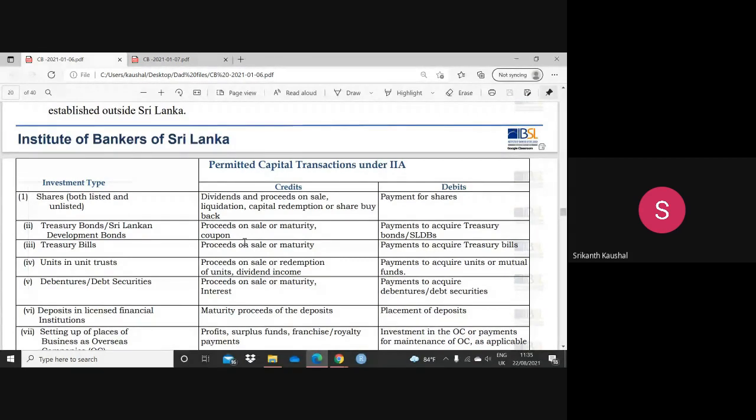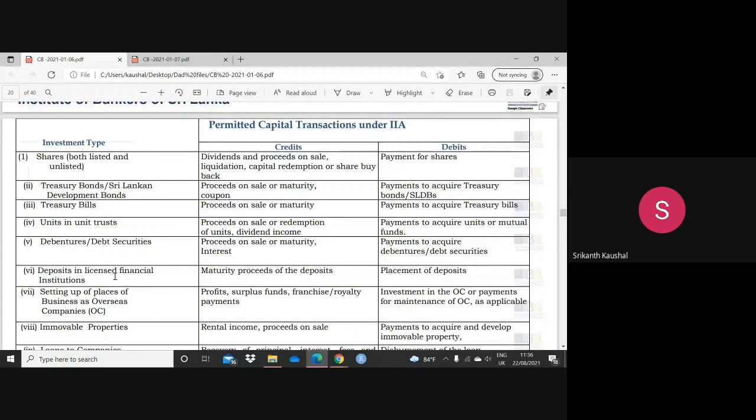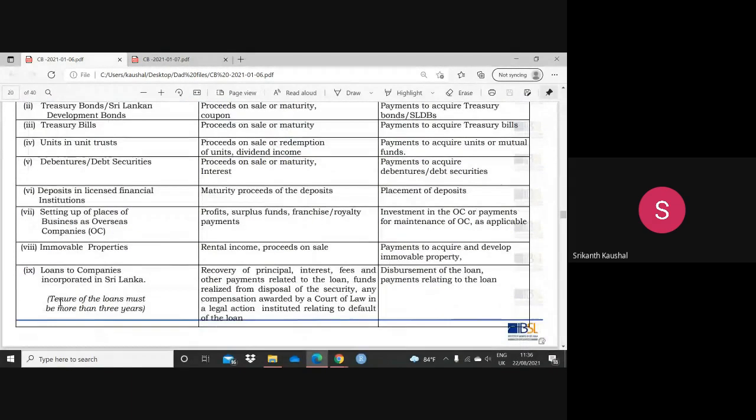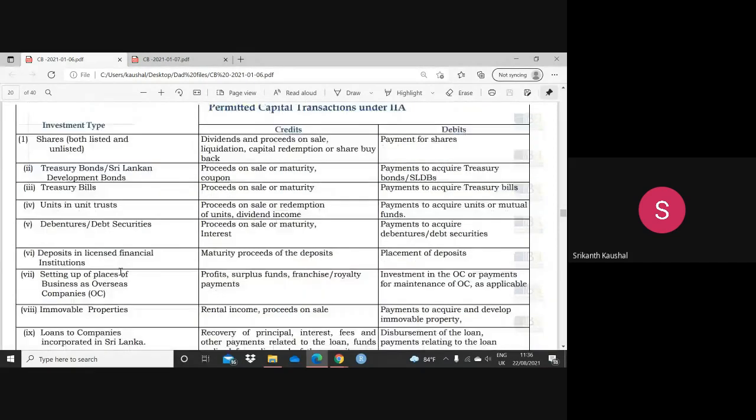So a foreign investor can buy shares of a public quoted or private company, right? Then they can also invest in treasury bonds, treasury bills, Sri Lankan development bonds, unit trusts, debentures, and deposit with the bank. They can make an FD deposit. They can set up an office here. They can buy immovable property. Yes, they can buy. Most of the apartments are bought by them by opening an IIA account and bringing their money, and they can grant loans to Sri Lankan companies. So you can see this is the best way.